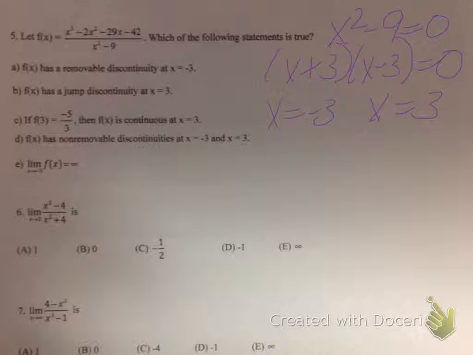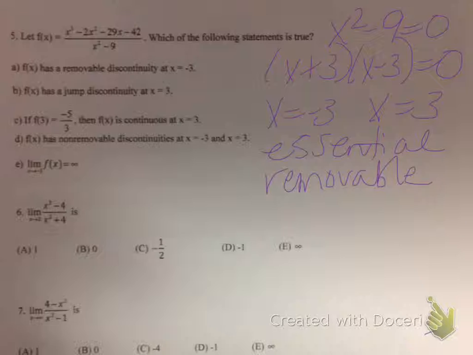We don't know which kind they are yet. However, we do know that they have to either be essential or removable, because you get essential and removable discontinuities by setting the denominator equal to 0. So that means that B could not possibly be the answer, because it's not a jump discontinuity. It can't be D, because D says non-removable discontinuities. Forget that.